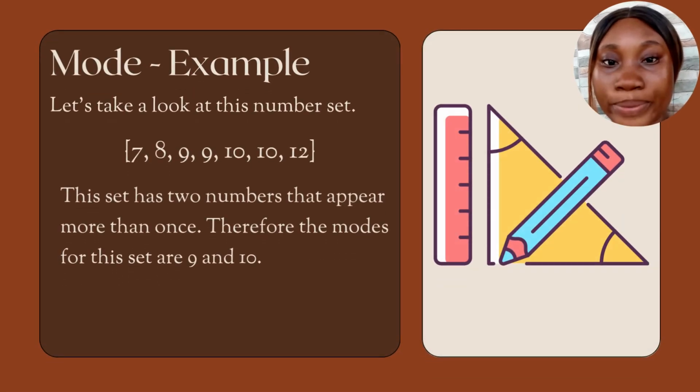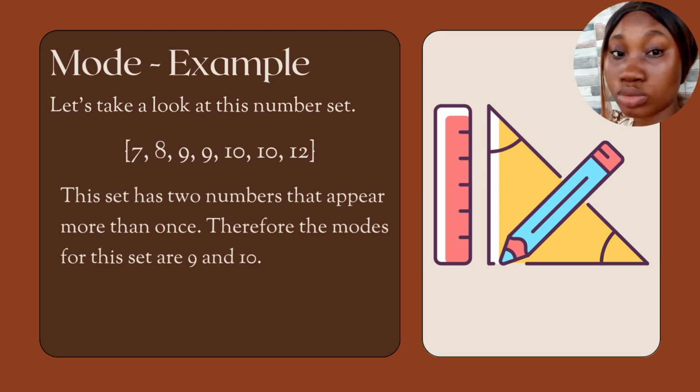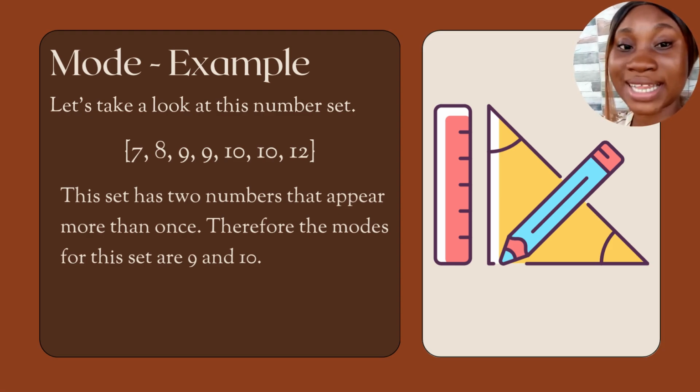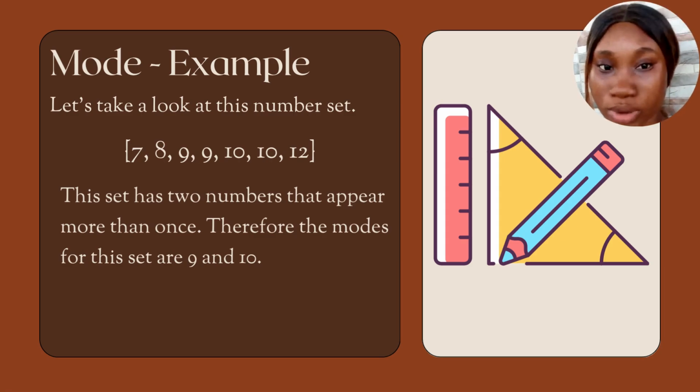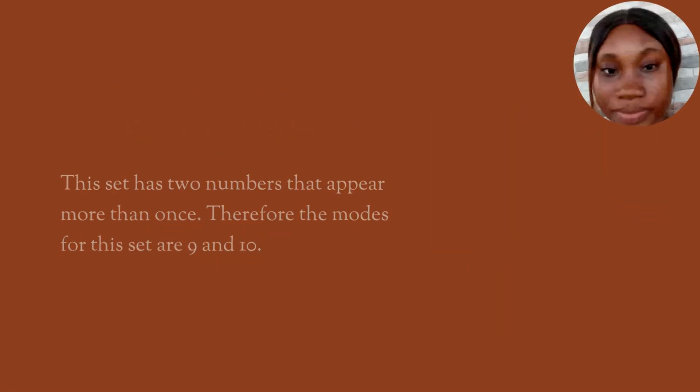So look at this example. In my number set, I have 7, 8, 9, 9, 10, 10, and 12. You can see that this number set has two numbers that appear more than once. So therefore, in this number set, I have two modes, which are 9 and 10, because 9 appears twice and 10 also appears twice.